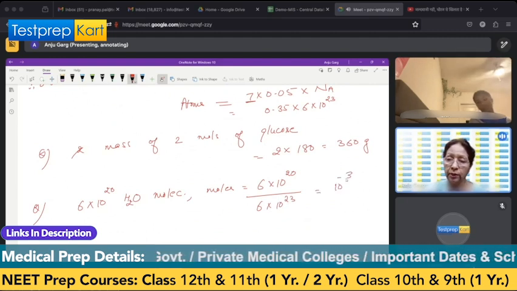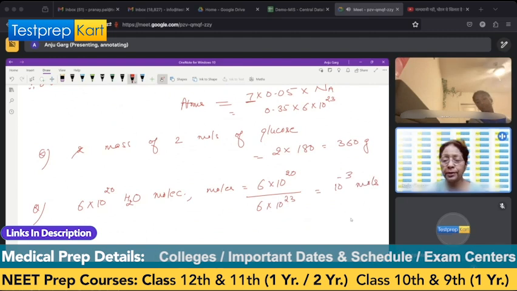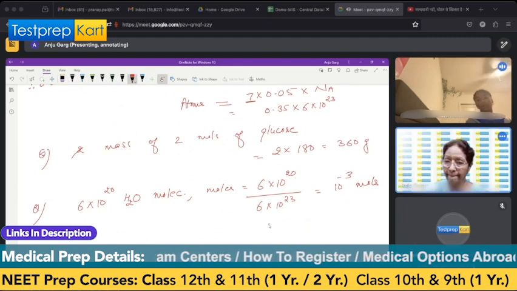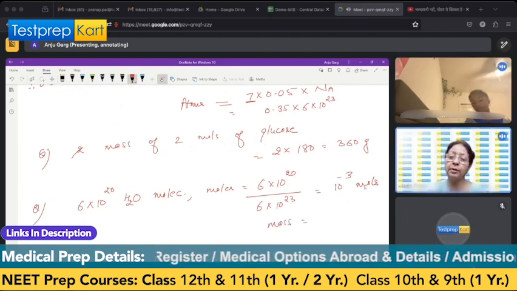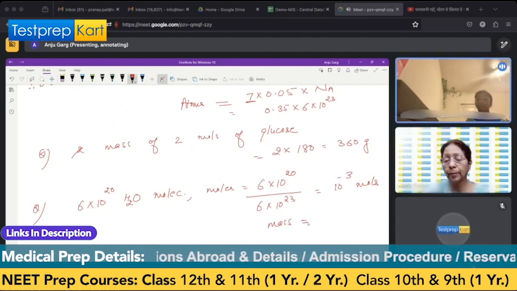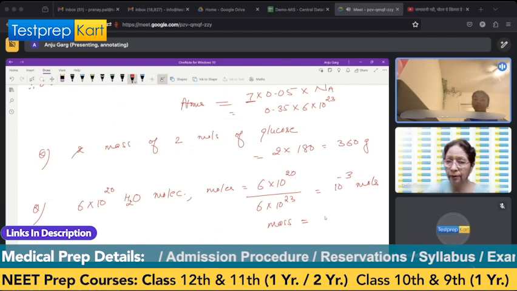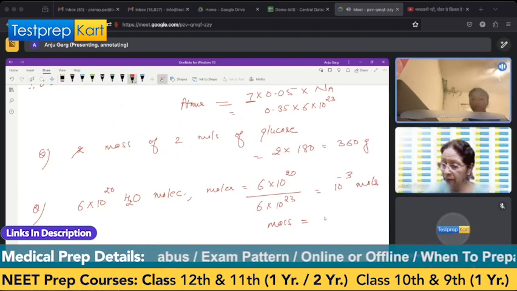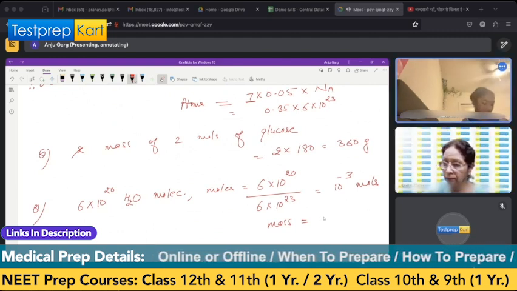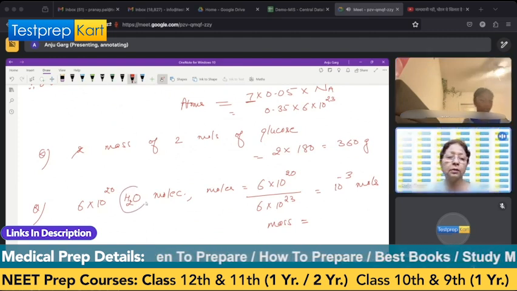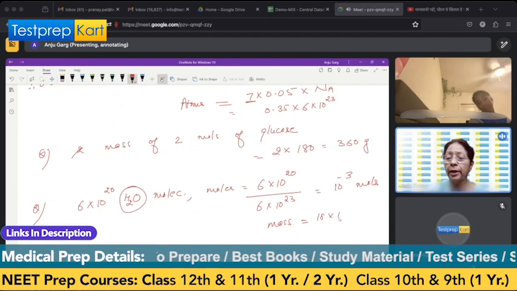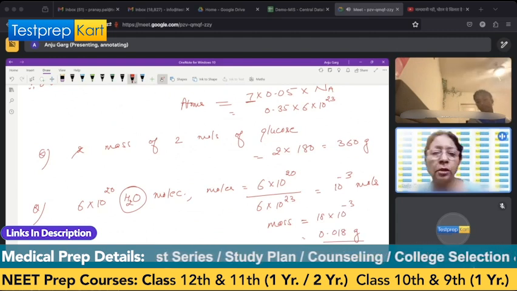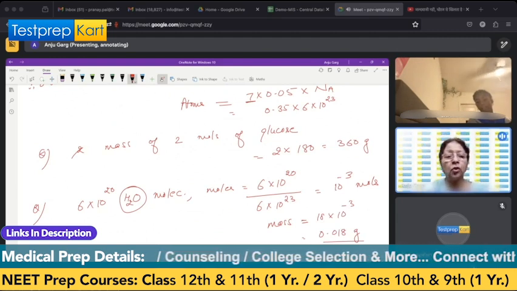And if you have to convert these moles into grams, then what will you do? Moles into mass, you have to convert these many moles into mass. Then I multiply it by 18, it is water. You will multiply by 18. So 0.018 grams. No problem. So the most important thing is you just read the question carefully and then go step by step. You will never make a mistake.